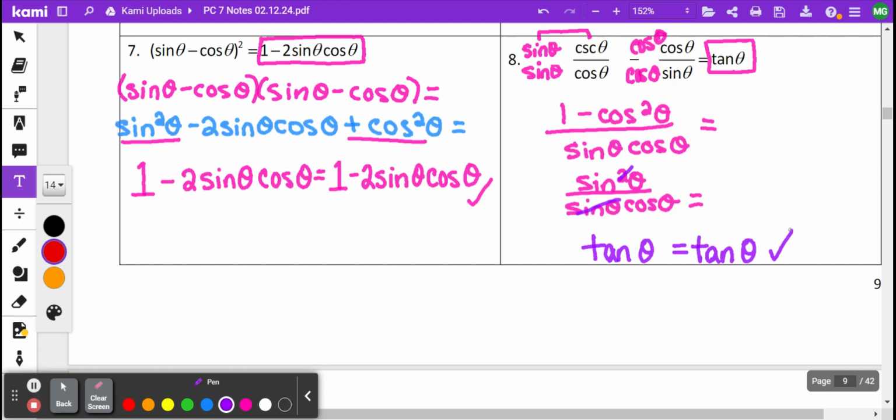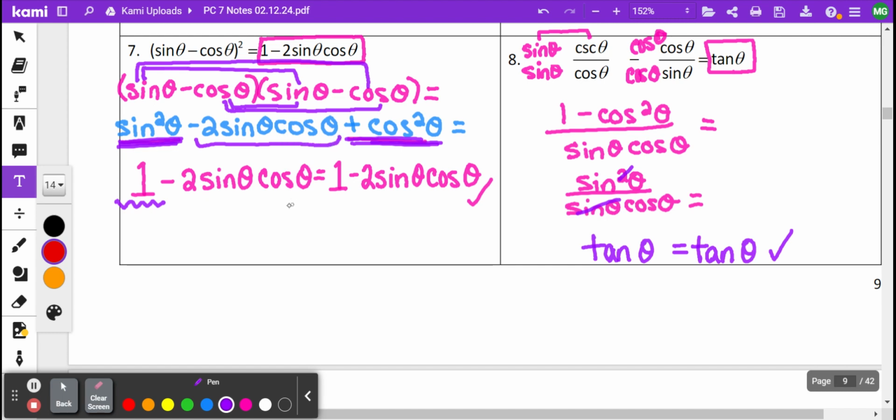All right, so let's take a look at this. So what I did on number 7 is I FOILed everything. So of course we get sine squared of theta minus 2 sine theta cosine theta plus cosine squared of theta. And if you notice, even though they're not next to each other, it's okay. Sine squared of theta plus cosine squared of theta equals 1. And we just bring all of this down, and that's exactly what we wanted it to equal. So it worked.